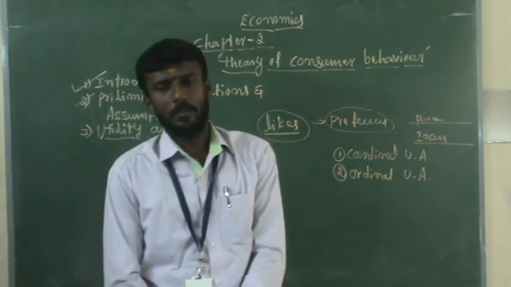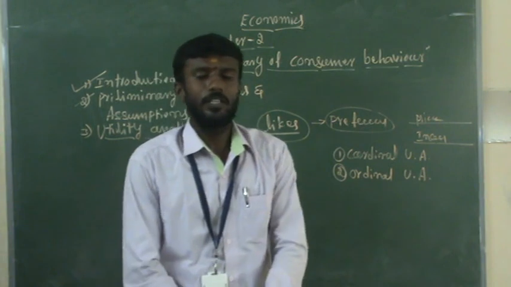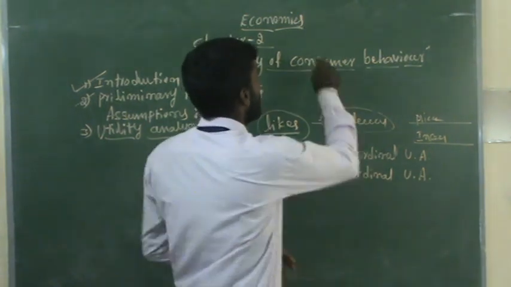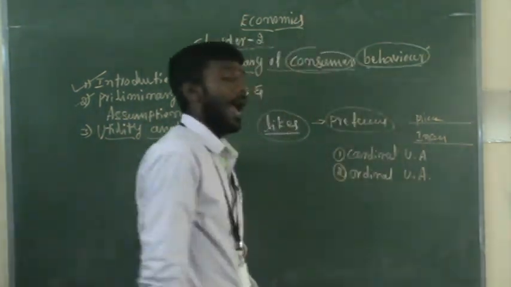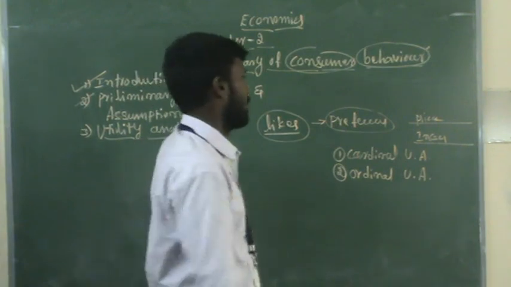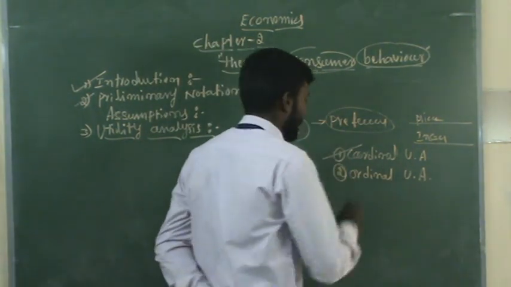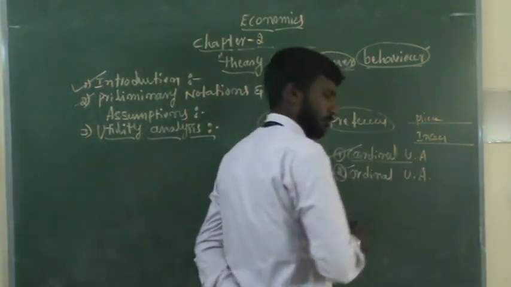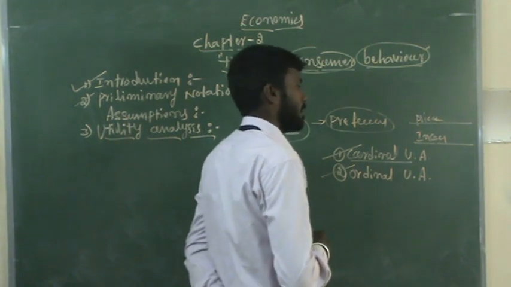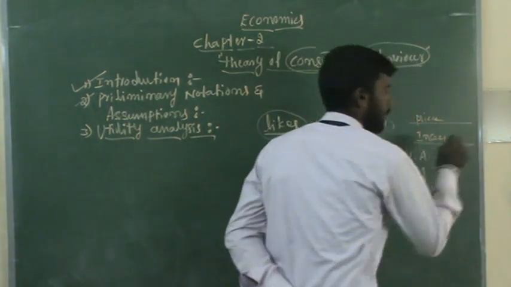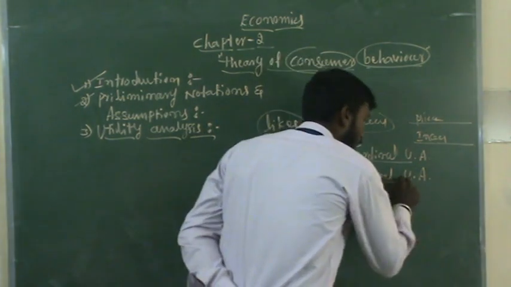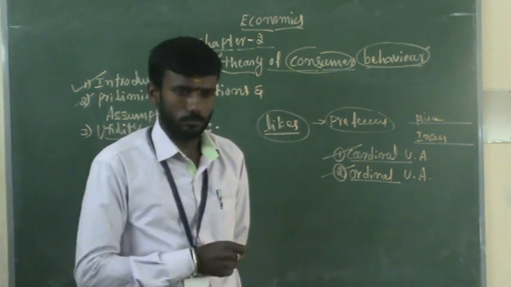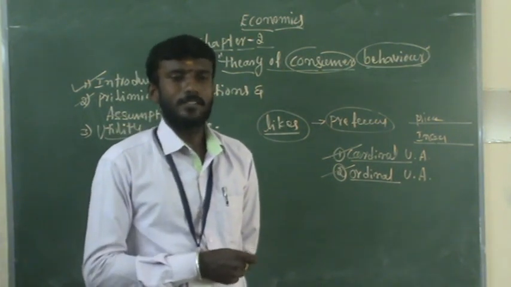Overall, this second chapter gives us two different kinds of analysis, or approaches, to explain and analyze consumer behavior. The first one is cardinal utility analysis and another one is ordinal utility analysis. Cardinal means cardinal numbers like 1, 2, 3, 4, 5, 6, 7, 8. And ordinal utility analysis means orders: order 1, order 2, order 3, 4, 5, 6, like that.